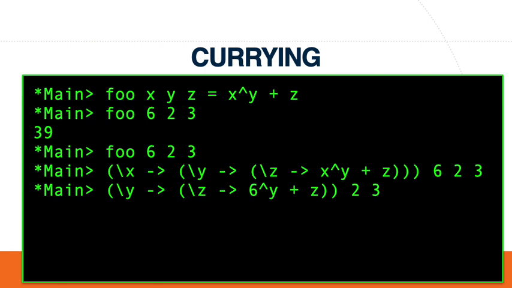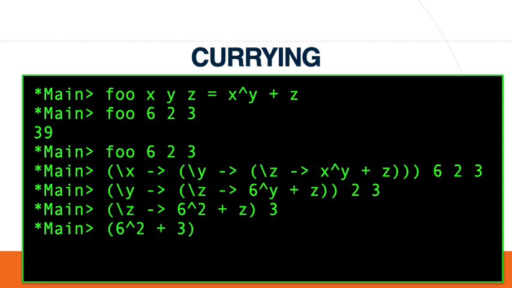We can now apply this function to the next argument, which is 2. We bind 2 to y, substituting the 6 to the power of y with 6 to the power of 2, and returning a function, z maps to 6 to the power of 2 plus z. We can now apply this function to the last argument. We bind 3 to z, substituting z with 3. We get 6 to the power of 2 plus 3. We can now solve for 39.